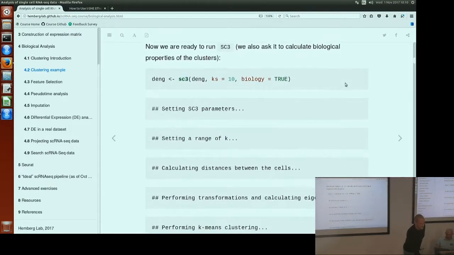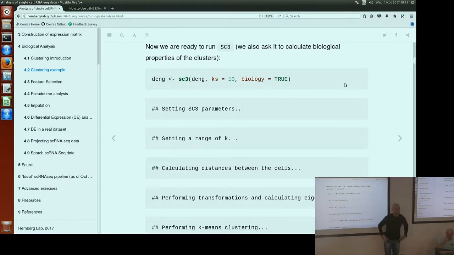So now we can run SC3 on the Deng data set. As I mentioned before, SC3 is based on k-means clustering, so you have to define the number of clusters k here. The cool thing about SC3 is that you can define a range of k's. So you can check several k's at the same time, and then you can visualize and see what are the differences between different k's. So here we run it only for k equals 10, but you can define this as k equals from 8 to 12 and look at different clustering solutions.